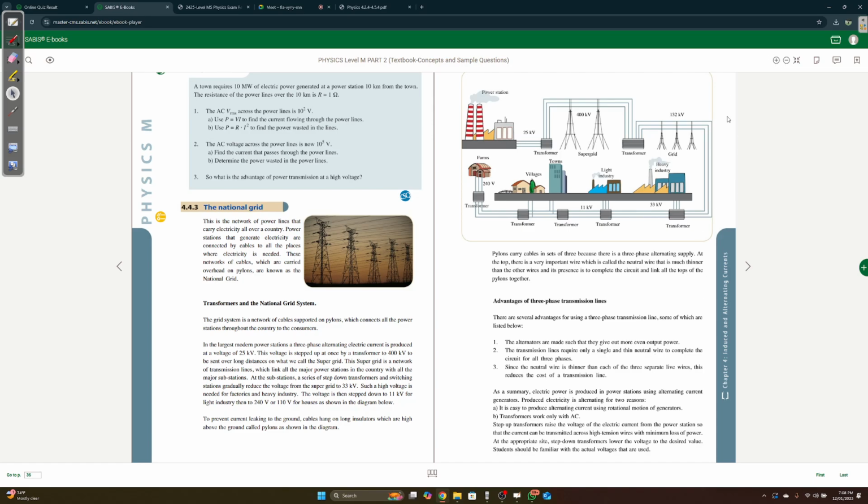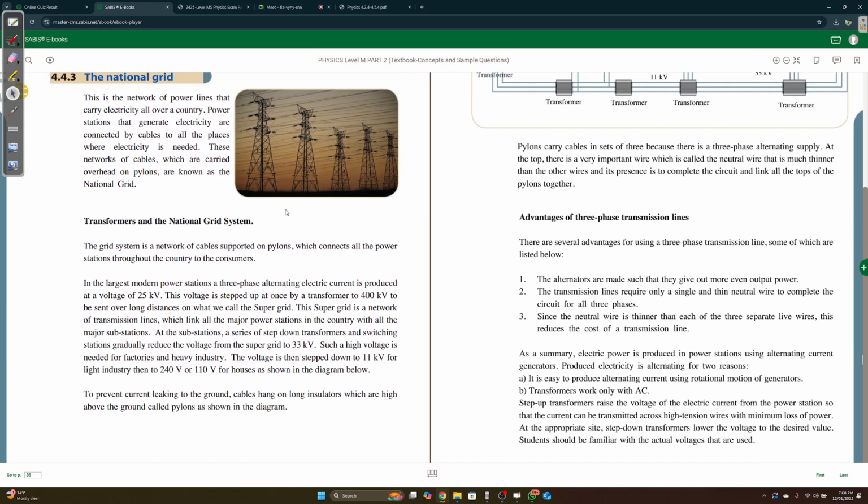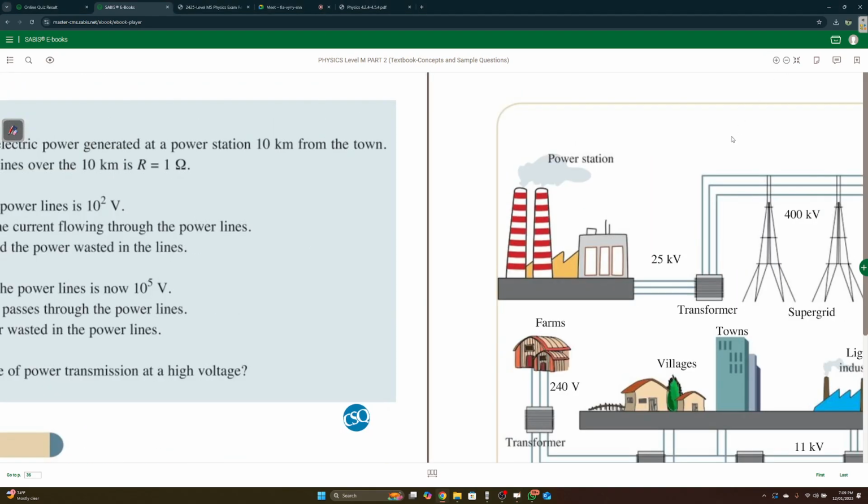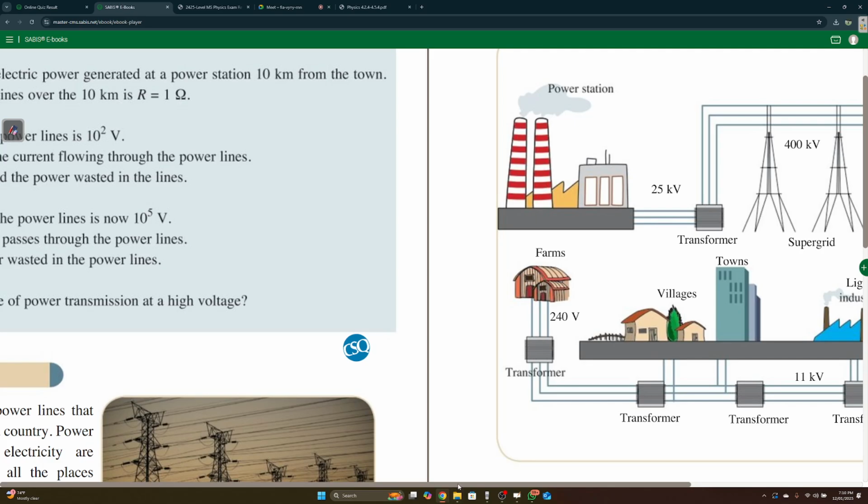The national grid. I drew up until here. I'm going to read over it with you, and it's a lot, so I'm just going to summarize and highlight. I read over it, and I'm going to zoom into this because it summarizes all this text.